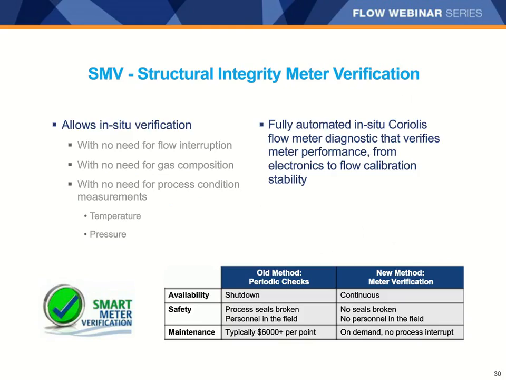The SMV diagnostic tool allows you to check the calibration of the meter in situ, and it could not be easier because it does not require you to do anything before running the test. You don't need to interrupt the flow or control process conditions. The flow measurement from the meter itself is not even interrupted by this process. Compared to the method that requires you to periodically shut down, remove the meter from the line, and send it to another location for calibration, SMV allows you to do more frequent testing while your process continues to run.